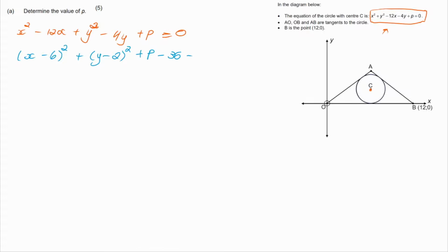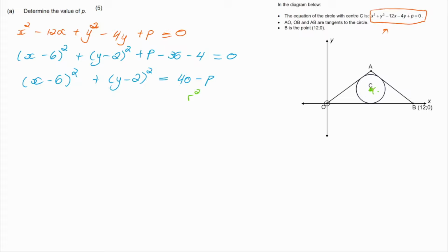Okay, very much the same as how we're going to take away this positive 4 that we've created, equal to 0. All right, so let's get all the constants to the right hand side. That's going to be equal to 40 minus P. But remember, this whole thing here is our r squared. So let's try and see what our radius is. We need to find the radius.